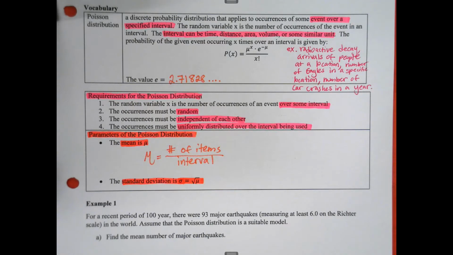In addition to the probability of a Poisson distribution, we can find the mean and the standard deviation. The mean is going to be the total number of items or the total number of events divided by the interval. And the way that we find the standard deviation is we take our mean and we take the square root of it. We're going to look at an example.